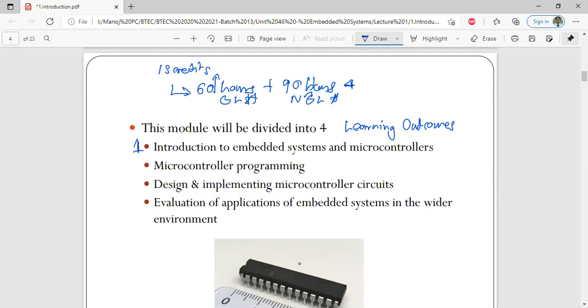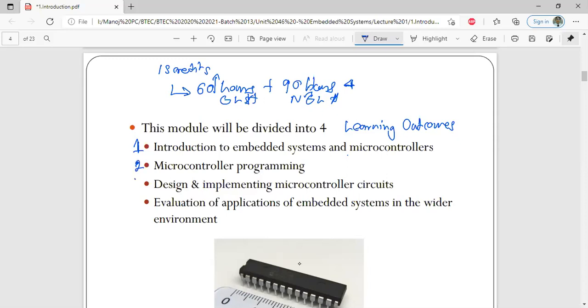So here, introduction to embedded systems and microcontrollers. I will introduce what embedded systems are, and I will give you a task as well in order to figure out what embedded systems are. Something like that in learning outcome number 1.